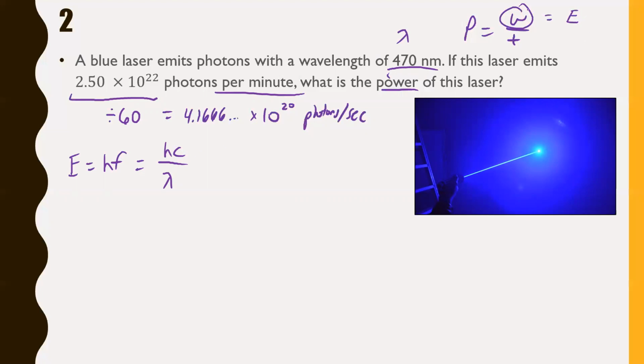That's going to allow us to find E that we're going to use in place of our work to find our power. So it's going to be a big old chain here. So we're going to say E is equal to H.